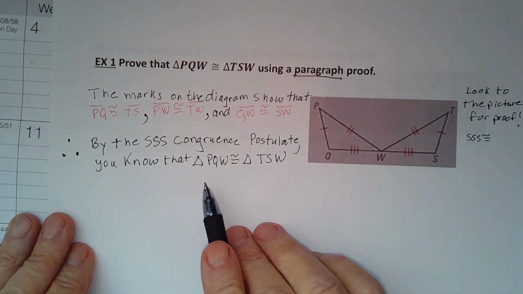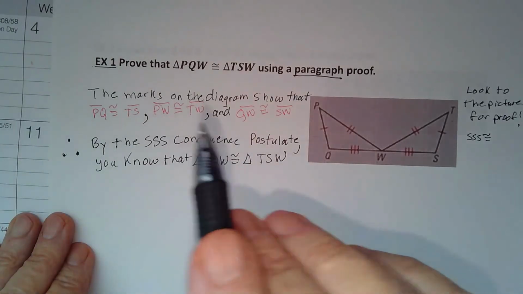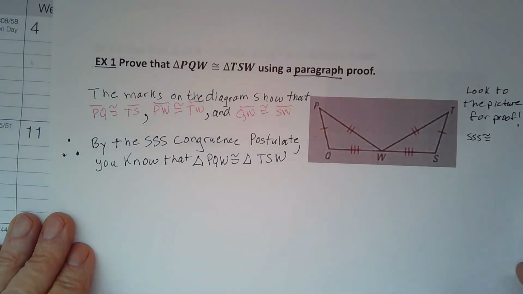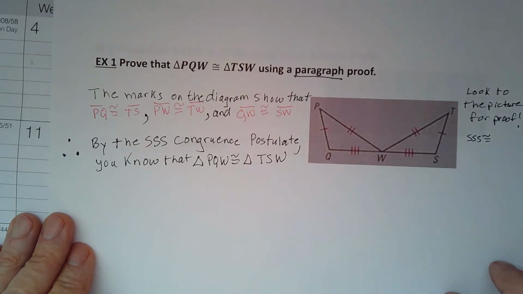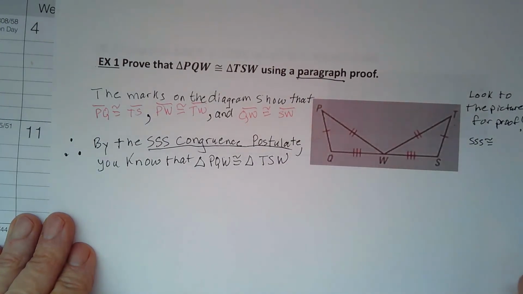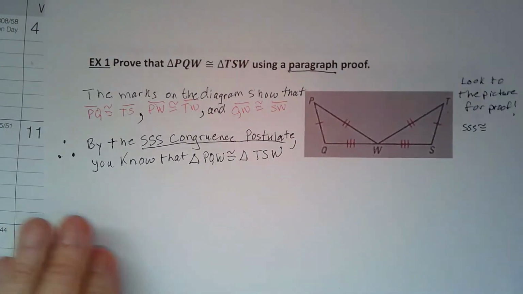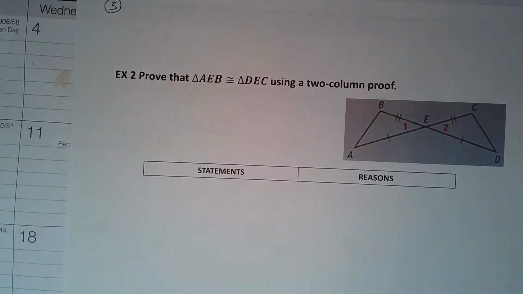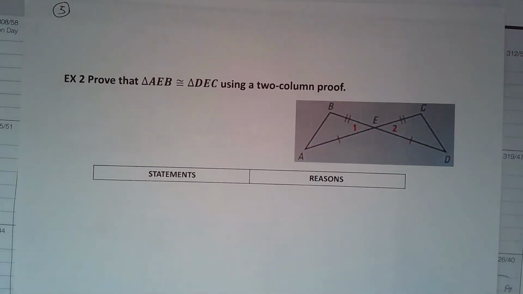And you know from the theorem or postulate that we showed you just a moment ago, or I should say minutes ago, that whenever you have the corresponding sides congruent, then the two triangles are congruent by the side congruence postulate. Okay, that's it for example 1. Pretty easy. Now we're going to go to example 2. So example 2, oh, we got a blank proof. Oh, scary thing. Here we got to prove that triangle AEB is congruent to triangle DEC using a two-column proof.